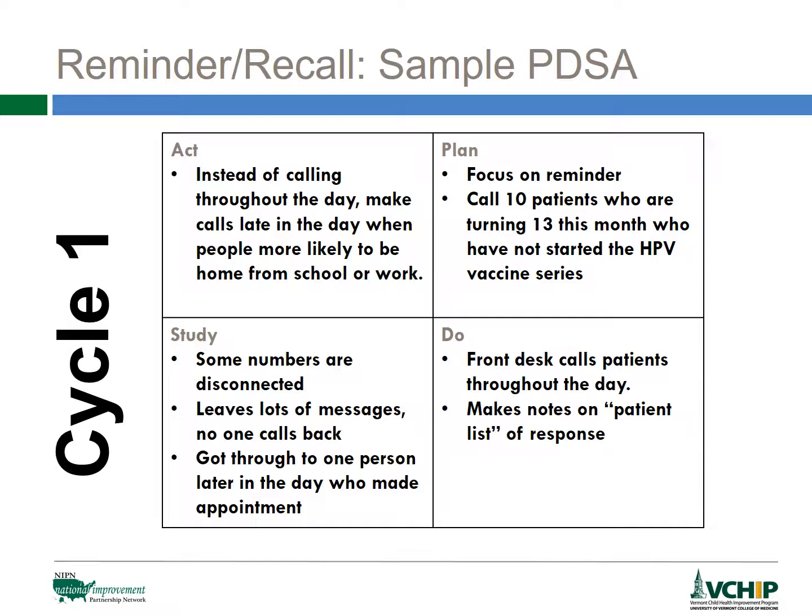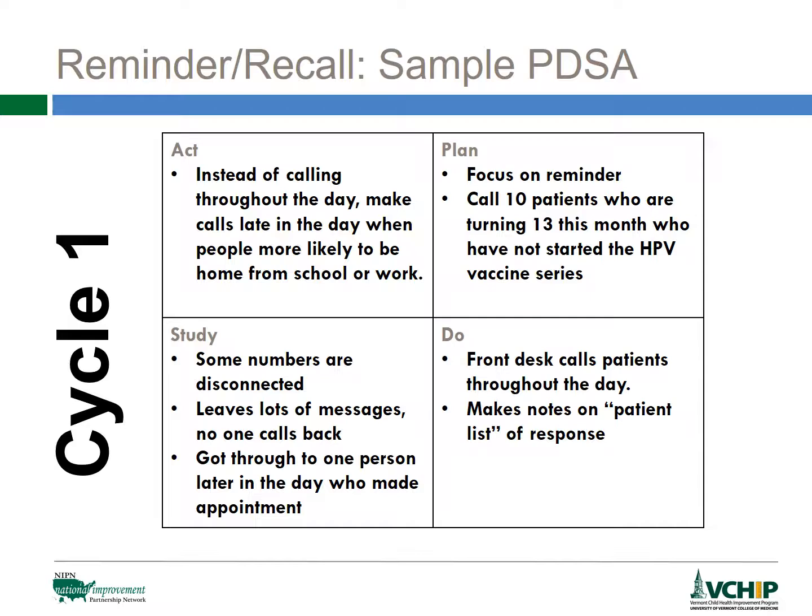So say maybe that generates a list of 80 patients. From those 80 patients, they're going to just pick 10 for their first small test. And they're going to call them and ask them to make an appointment to come in and receive their HPV vaccination. So that's the plan. And then they go into the do.